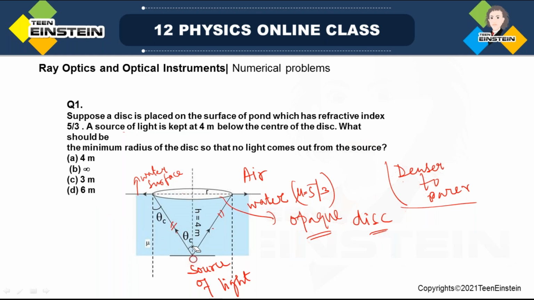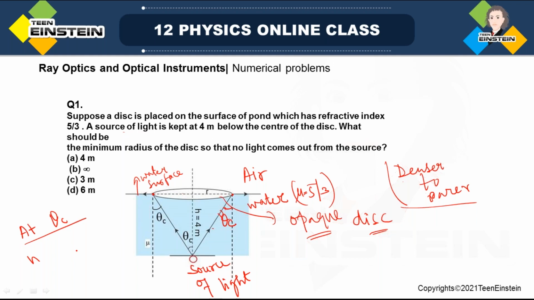At what condition? The condition is that exactly at this edge of the disc, the angle of incidence, this angle, becomes the critical angle. If this becomes the critical angle of incidence, then what will happen? At the critical angle of incidence, theta c, what happens during refraction?